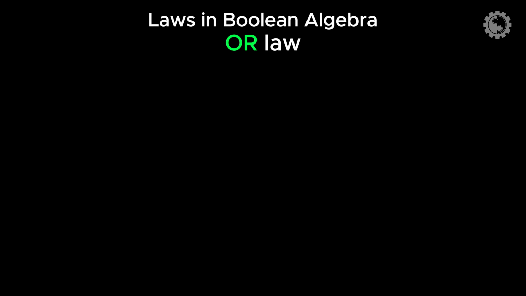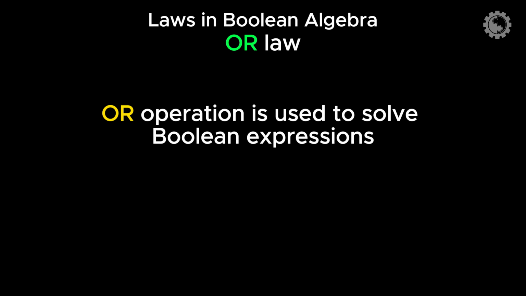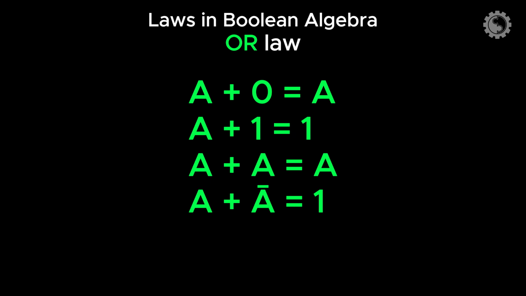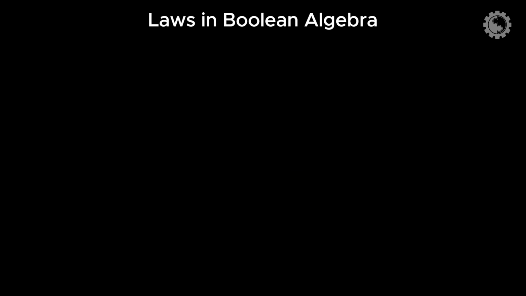In OR law, these laws use the OR operation. Therefore they are called OR laws. A plus 0 equals A. A plus 1 is equal to 1. A plus A equals A. A plus complement of A equals 1.